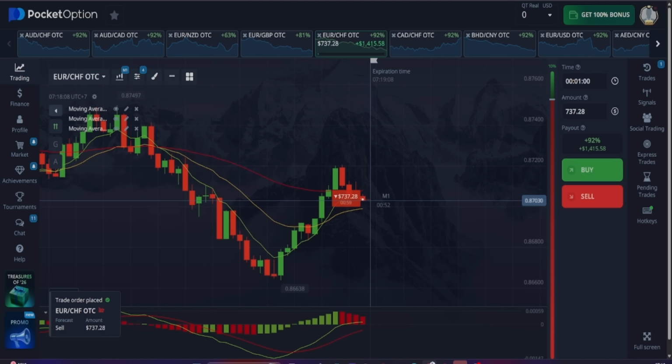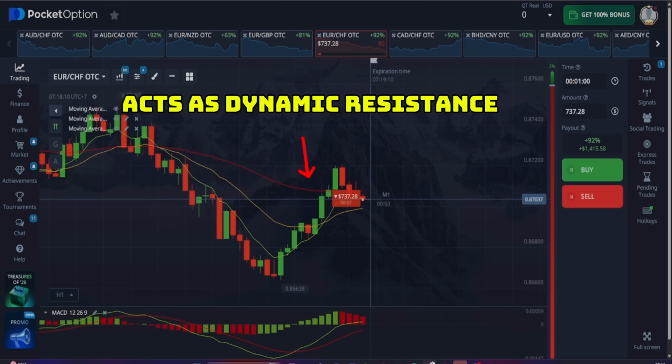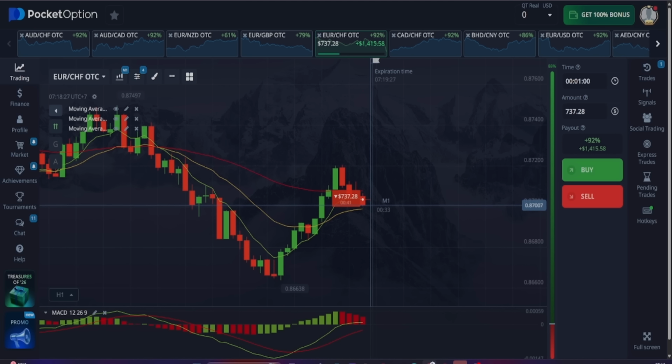I'm taking a sell position here because this red line is acting as a resistance. Price tried to break above it, but after the breakout attempt, it failed and dropped back below the red line, which tells us that the resistance is still strong and difficult to break. This rejection gives us a high probability reversal setup. Let's see how the price reacts.